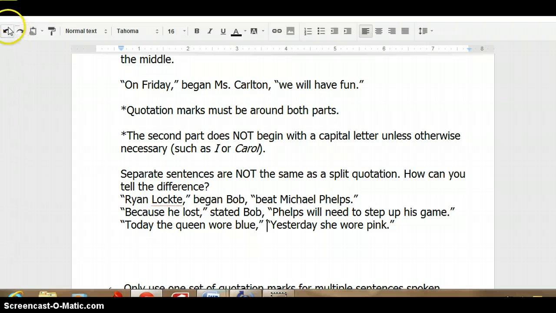So in this sentence, we need to end the sentence after the tag and then begin another sentence. We cannot put a comma here. That does not work. It's not a split quotation. It's two separate sentences, so we need to end the sentence and begin the next one with the capital letter. Okay, take a quick review and we'll move on to lesson 3.